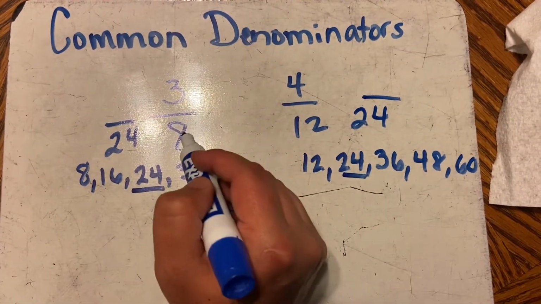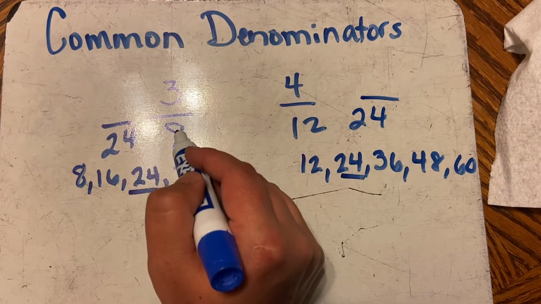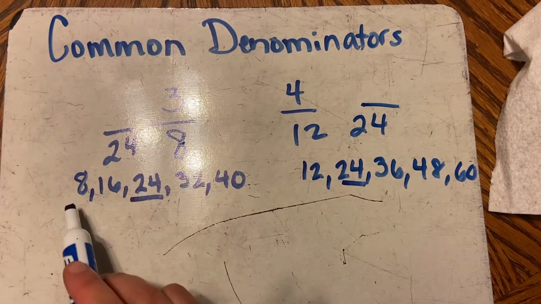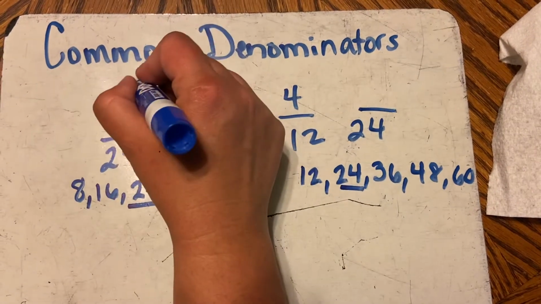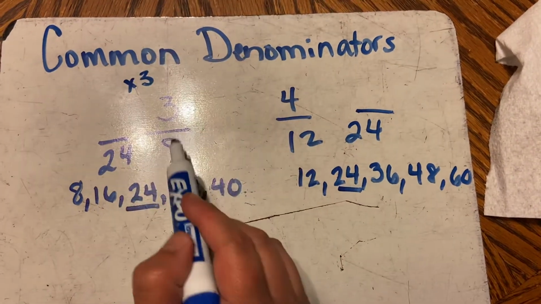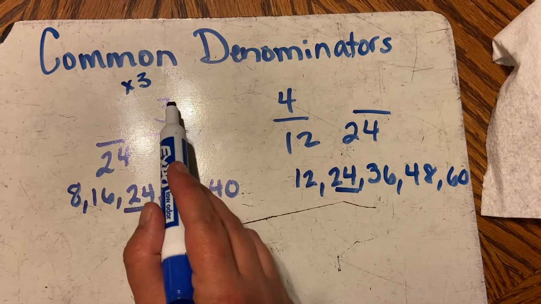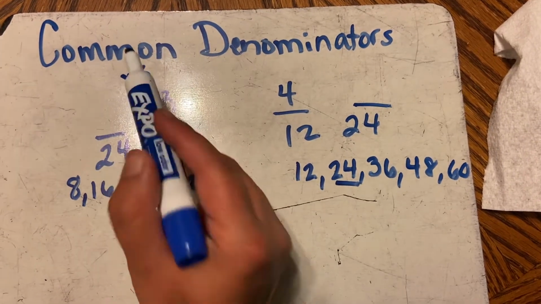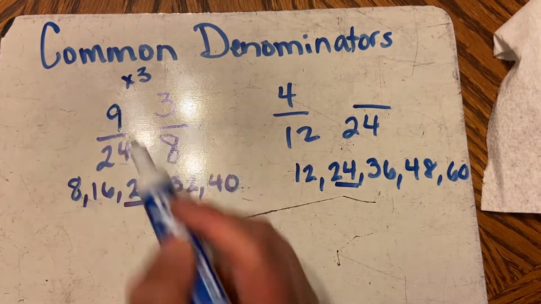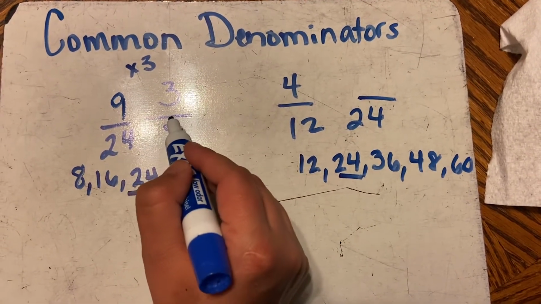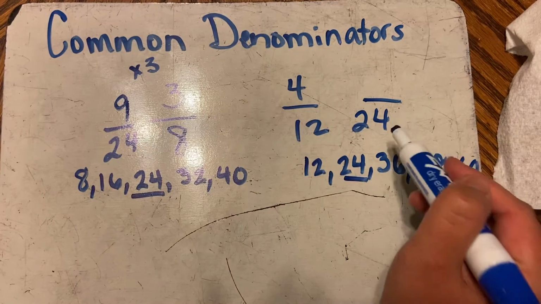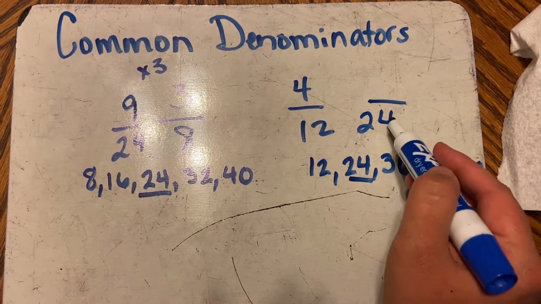The way I'm going to do that is think about what I needed to multiply by 8 to get 24. Well, look, when I went through my multiples here, it was my third one. That means I was multiplying it by 3. So 8 times 3 is 24. I have to do the same thing to the top. 3 times 3 is 9. So 9/24 is the same thing as 3/8. That's an equivalent fraction.